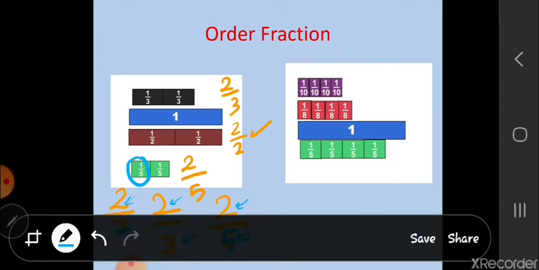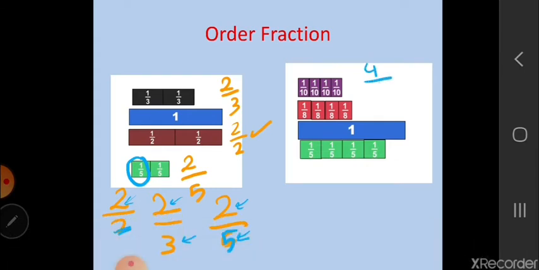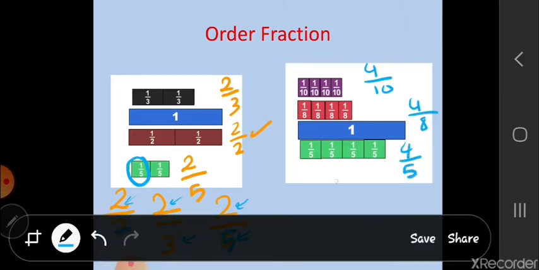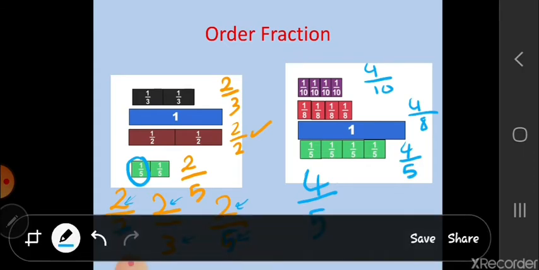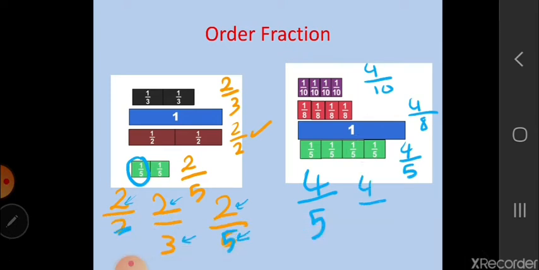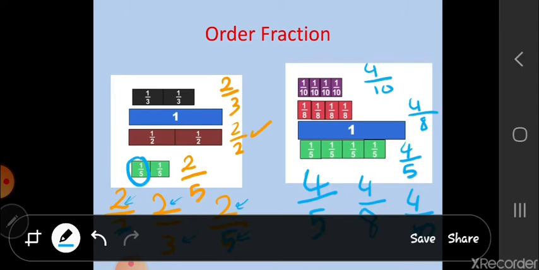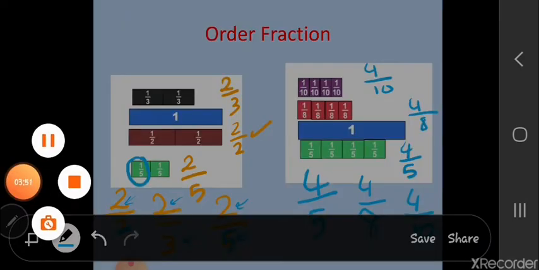Let's see the next one. I have 4/10, 4/8, and 4/5. Who is the greatest one? Of course, it's 4/5. So the same numerator, I will look to the smallest denominator, and then 4/8, and the last one 4/10, because I share with 10 students, so I will get a smaller piece.